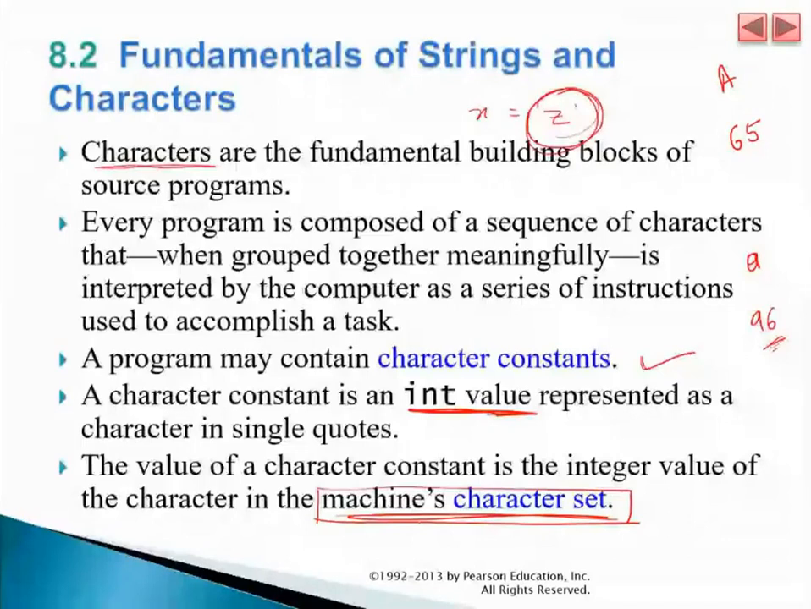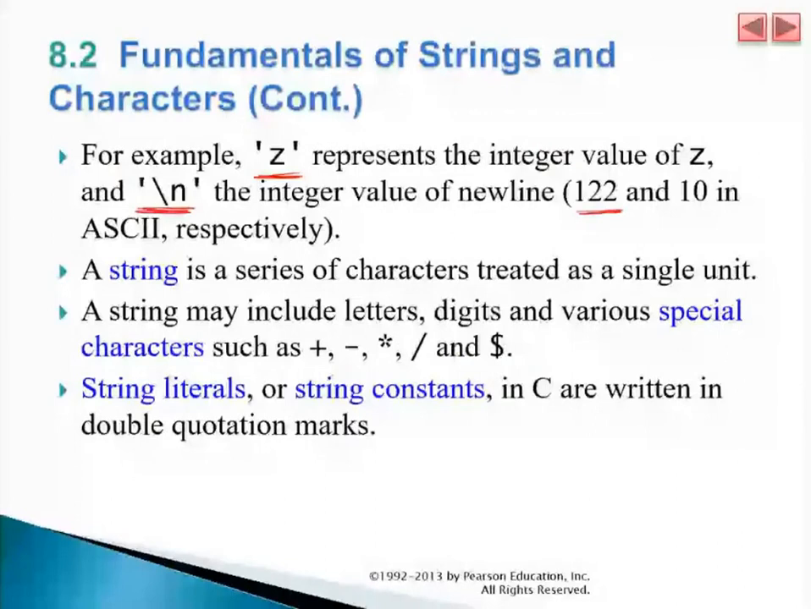Even for symbols like \n, which we read as a new line, there is an integer value 10 reserved for it. So in the computer these are the machine character set, and anything you write will get converted into its respective value. These values are known as ASCII codes. We have seen ASCII code before also when we learned about number systems. So yes, this is ASCII code.